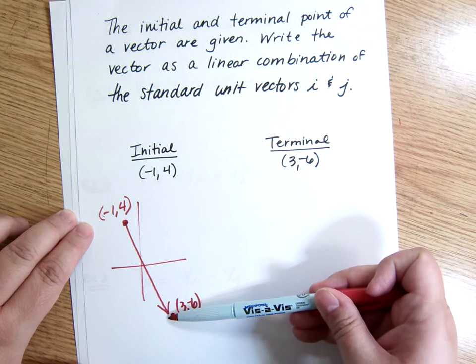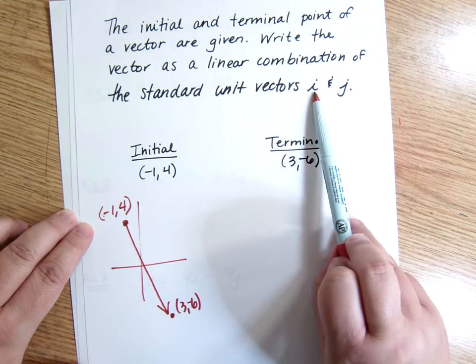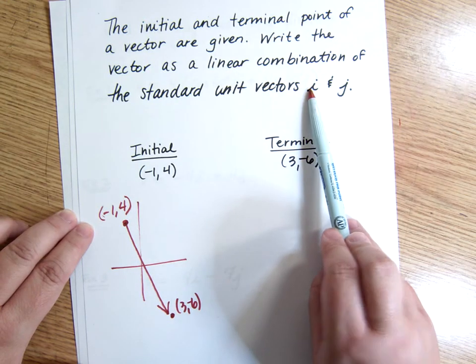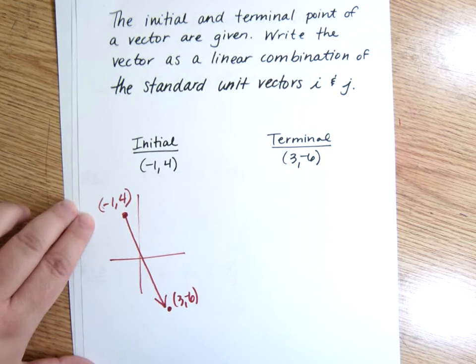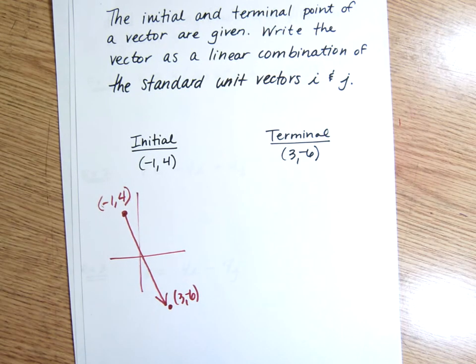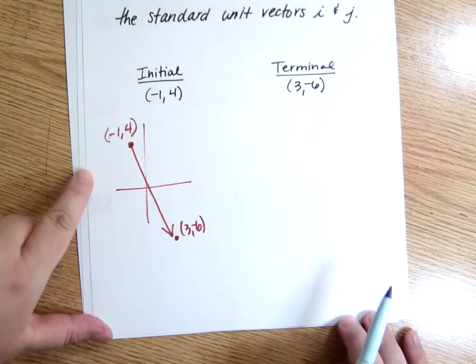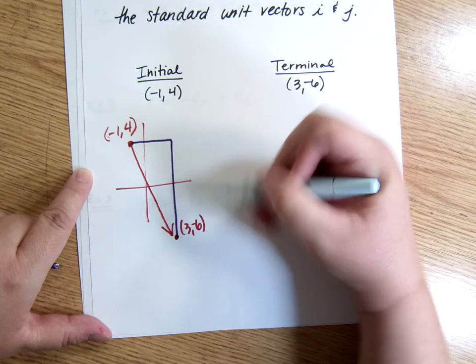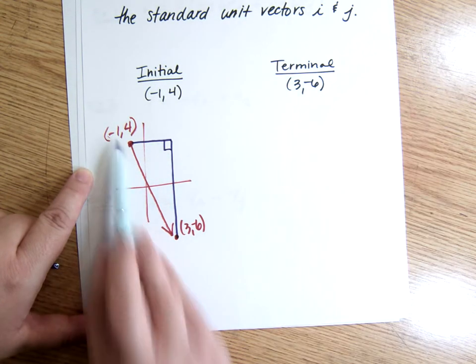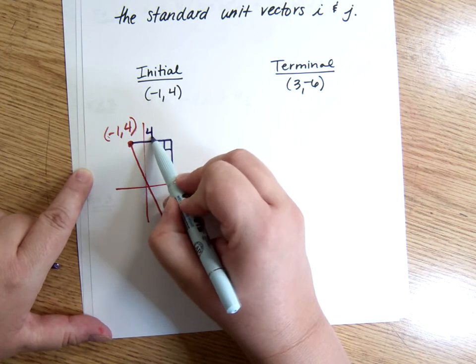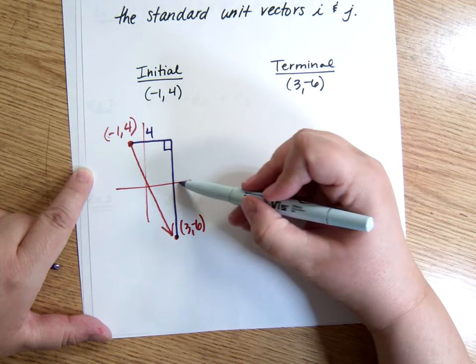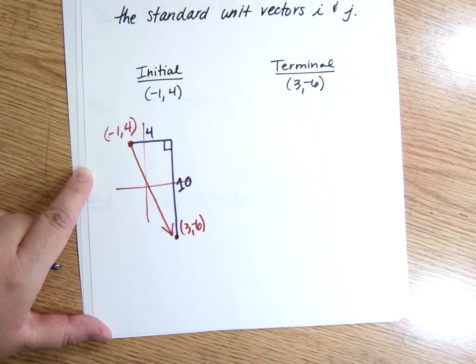Another way of thinking about this is your x, your horizontal component, comes first, so it's positive for i. It's going to have a positive number in front of i and a negative number in front of j. But let's go ahead and figure out what our horizontal displacement is and what our vertical displacement is. Okay? That's basically just drawing the right triangle. From -1 to +3, I have a horizontal change of 4. From +4 to -6, the vertical change is 10.